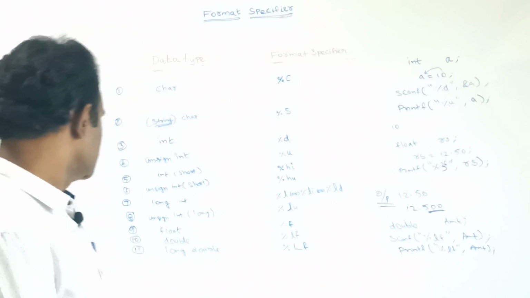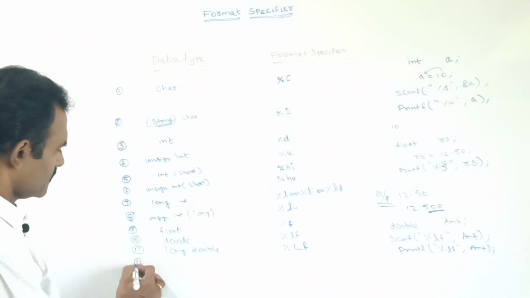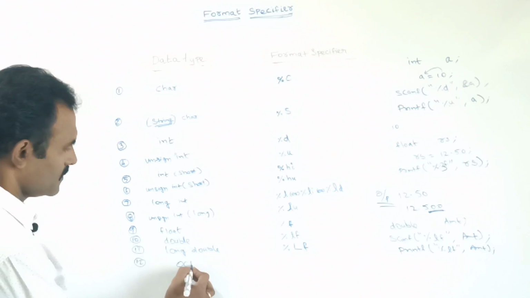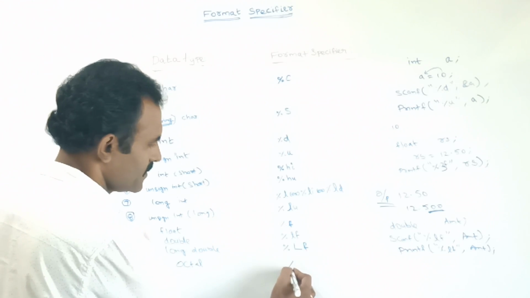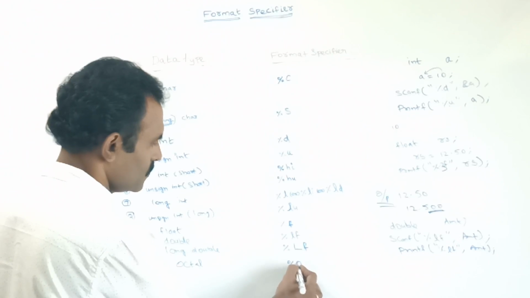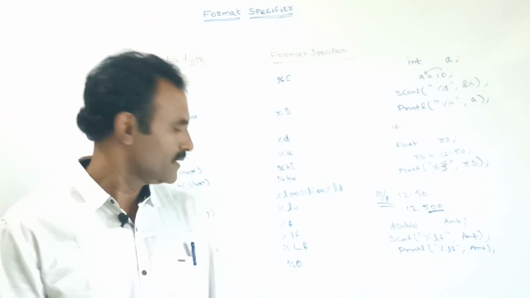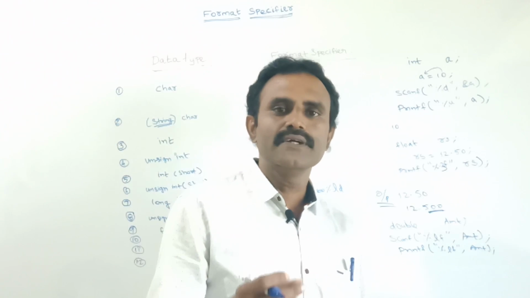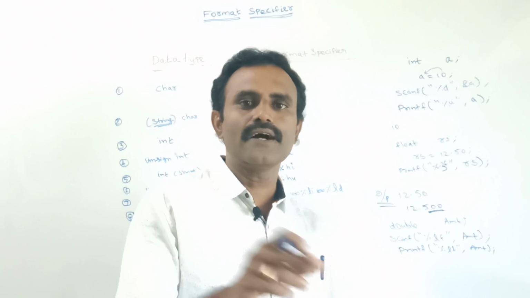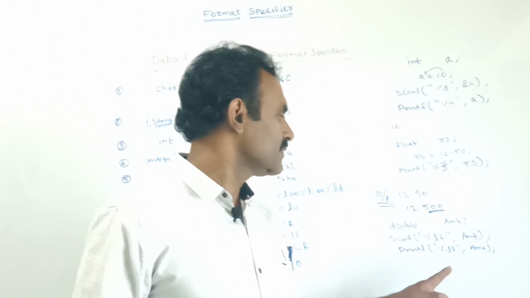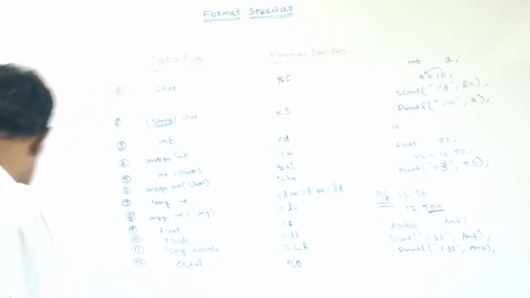Next, for octal representation, we can use %o. This %o is used to represent a number in octal. If we are giving a decimal number and need to convert it into octal representation, we can use %o. Here, let us see an example.